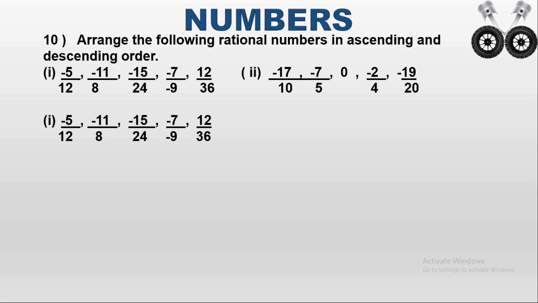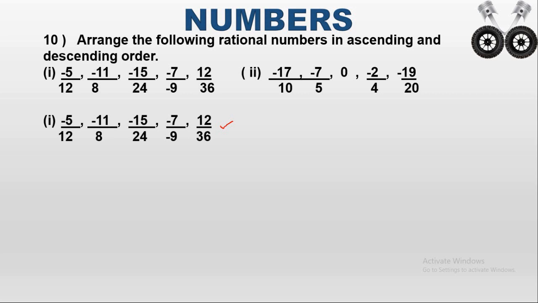So, what is the ascending order? Arranging the rational numbers from small to big. That is the ascending order. Descending order means arranging the rational numbers from big to small. So, what is the first subdivision? The first subdivision is minus 5 by 12, minus 11 by 8, minus 15 by 24, minus 7 by minus 9 and then 12 by 36.